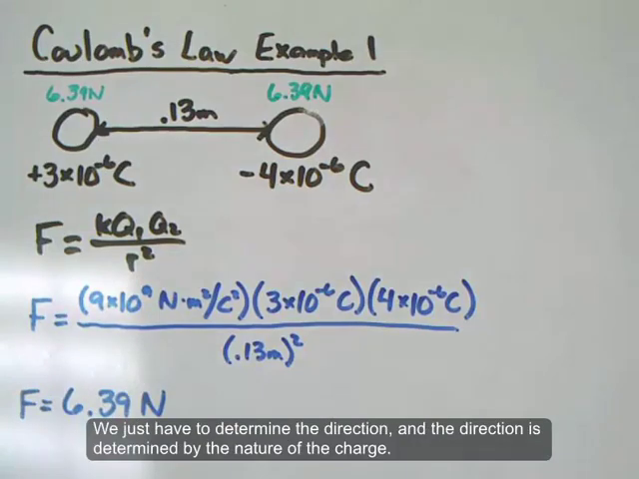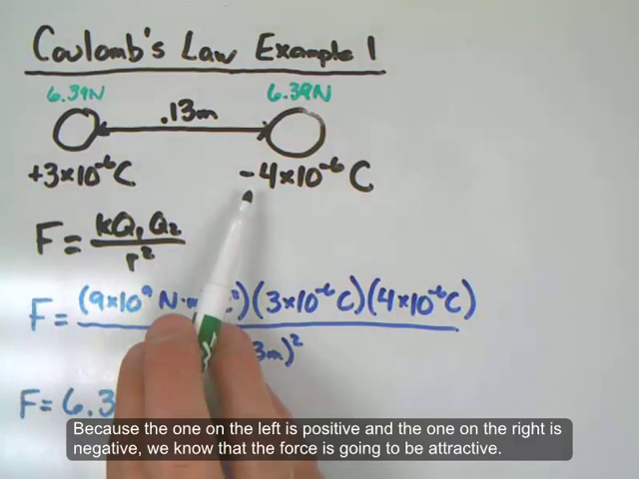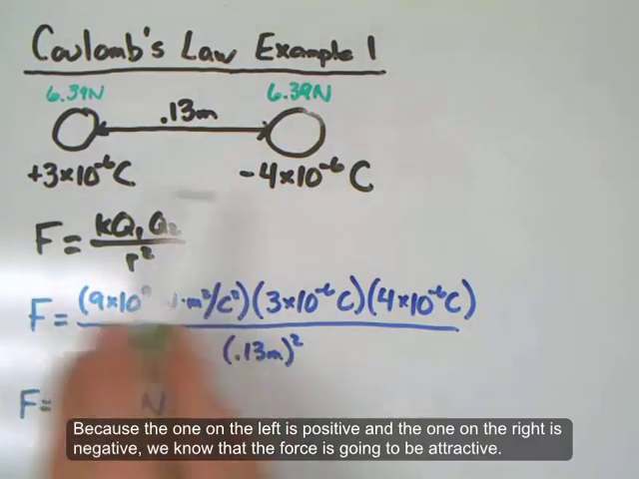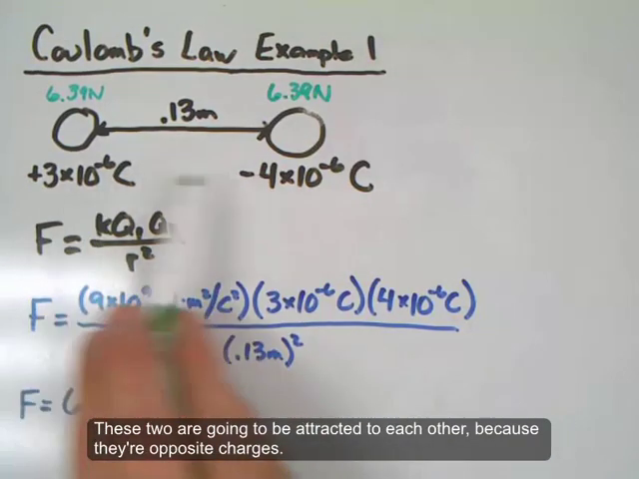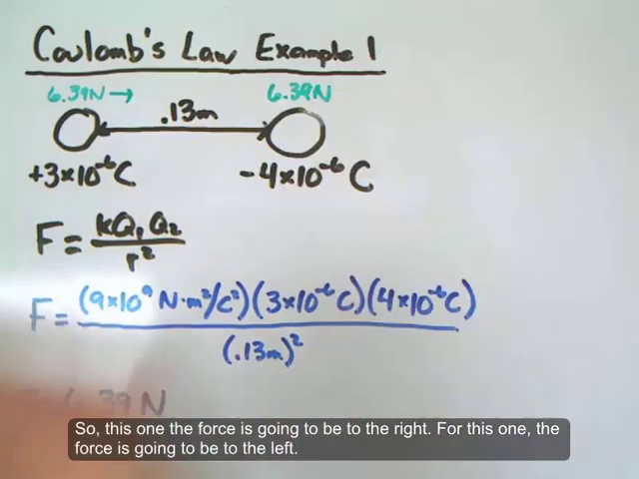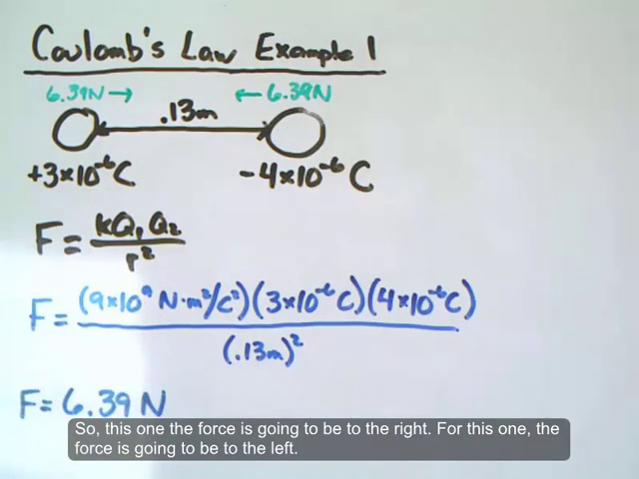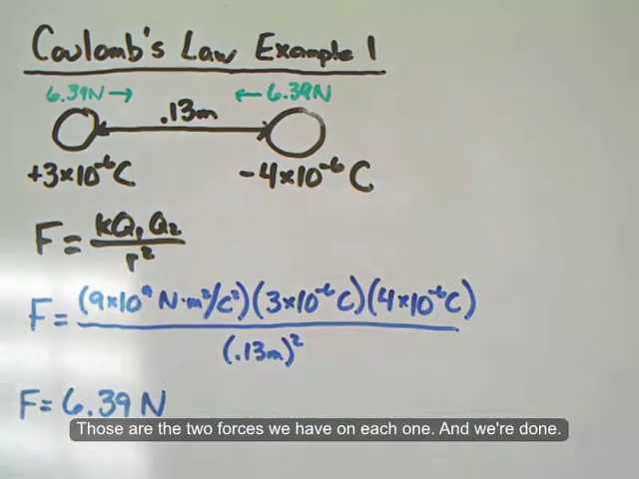The direction is determined by the nature of the charge. Since the one on the left is positive and the one on the right is negative, we know that the force is going to be attractive. These two are going to be attracted to each other because they're opposite charges. So for this one, the force is going to be to the right, and for this one, the force is going to be to the left. Those are the two forces that we have on each one. And we're done.